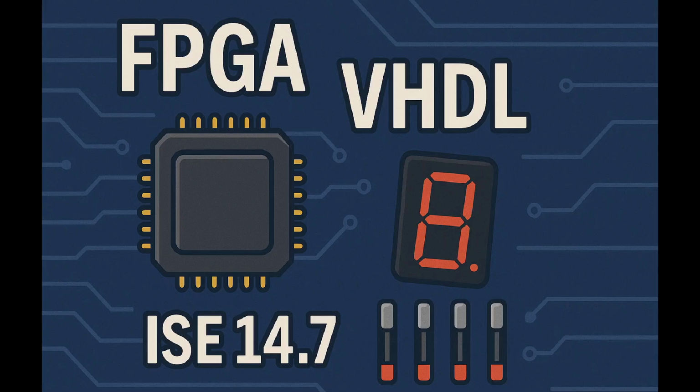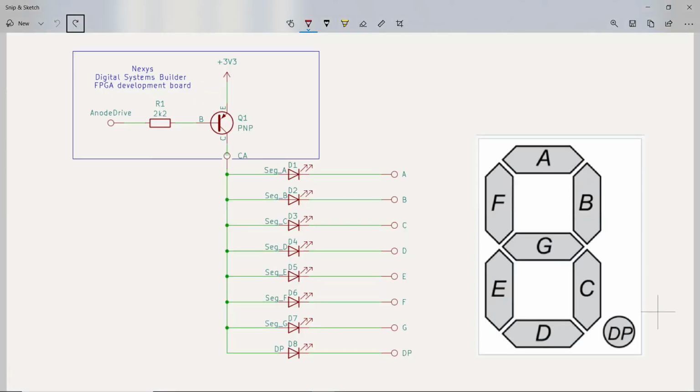Hello again. This time I would like to show you how to do a design of a small project where we drive a 7-segment display using FPGA and VHDL language. To start with, we're going to show some of the hardware because this is essential.